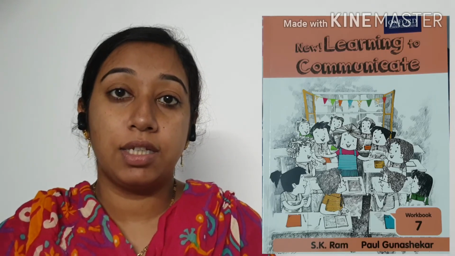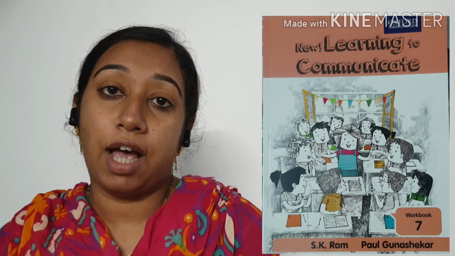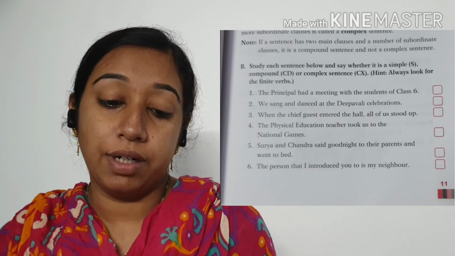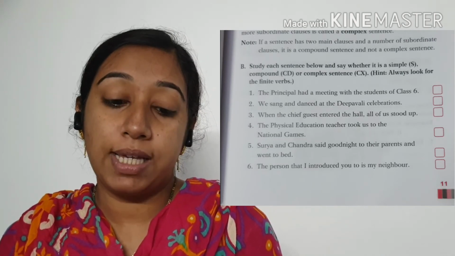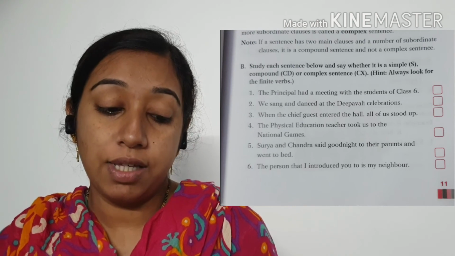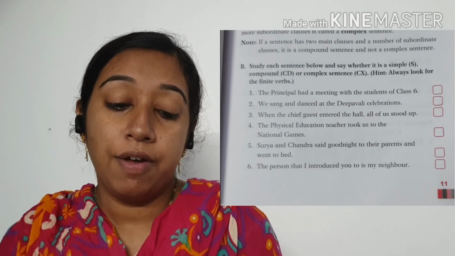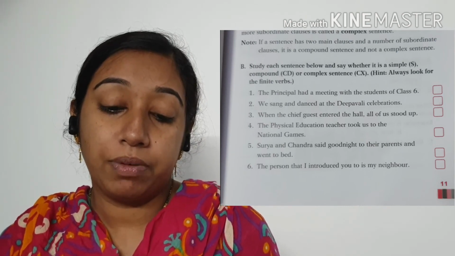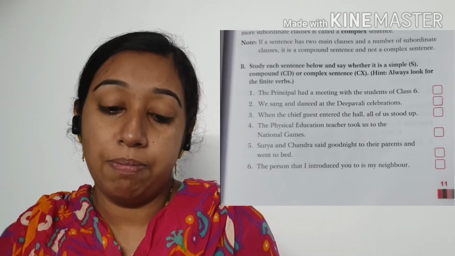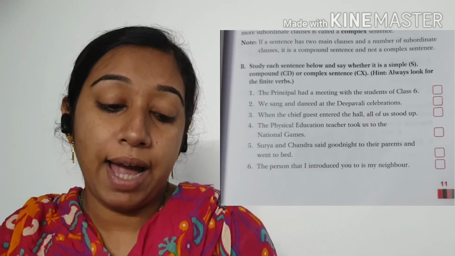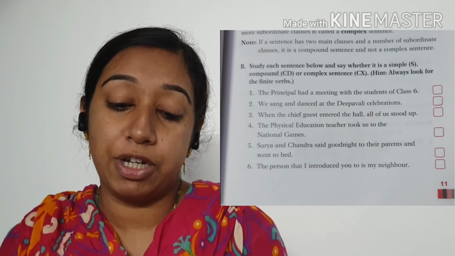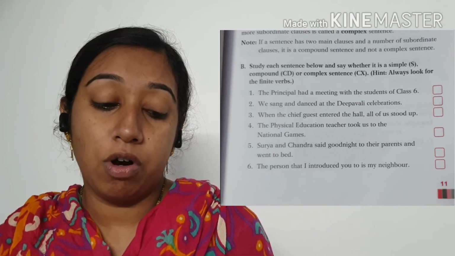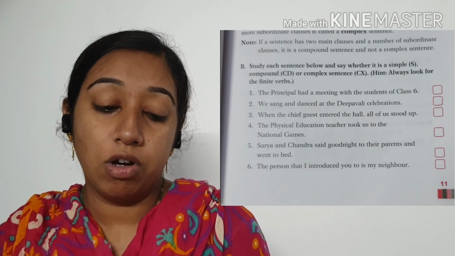Children, now let's discuss the answers of the exercise given on page number 11. Study each sentence below and say whether it is a simple, compound or complex sentence. So the first sentence: the principal had a meeting with the students of class 6th. There is a finite verb in it, and so it is a simple sentence. We sang and danced at the Deepavali celebrations. The second sentence is a compound sentence because it has two independent clauses in it.